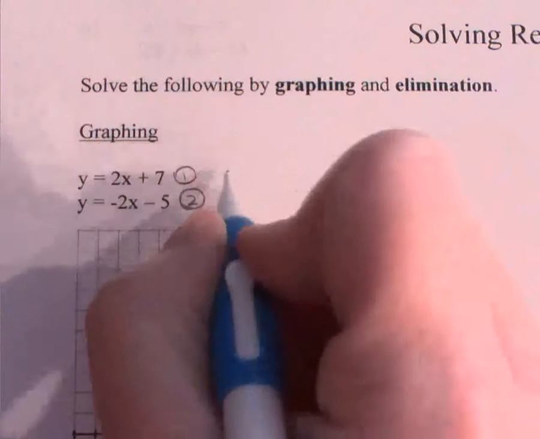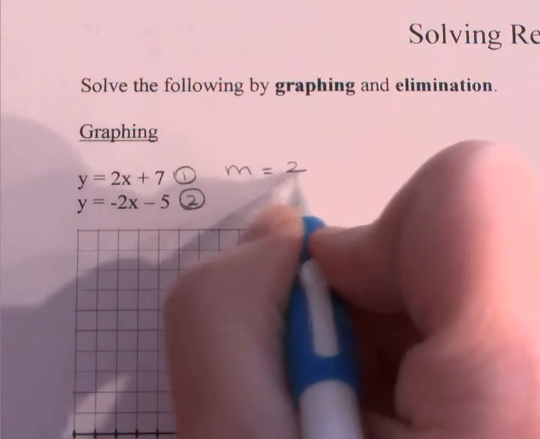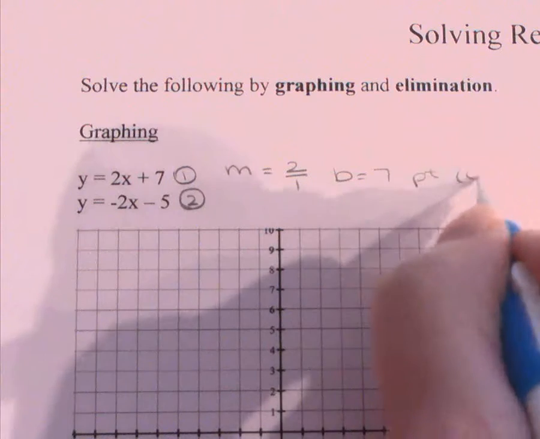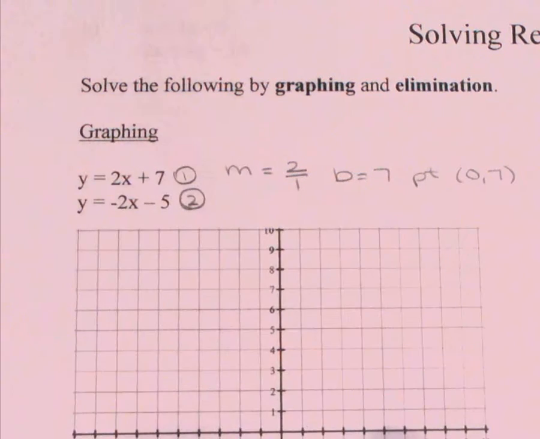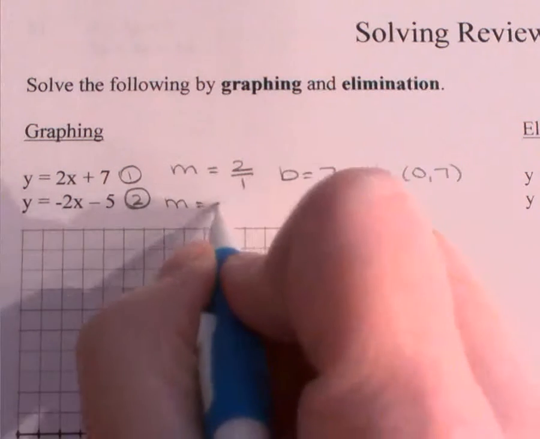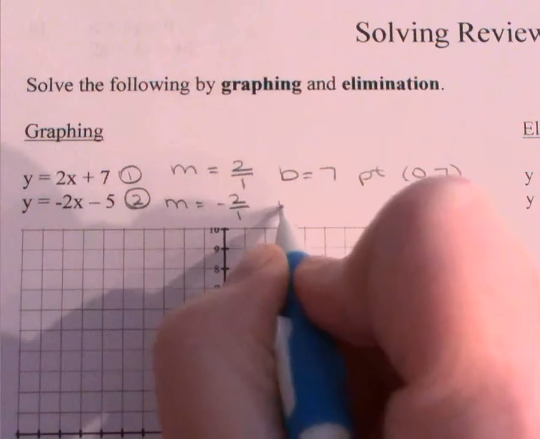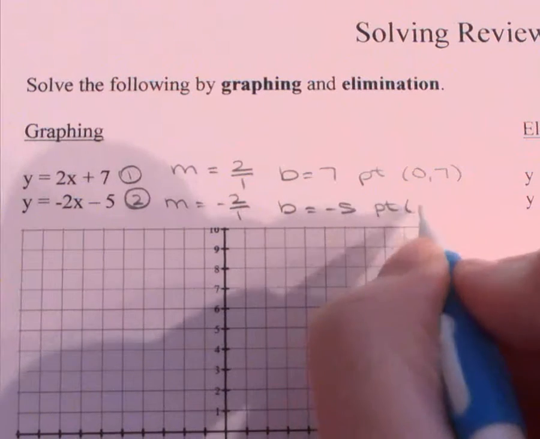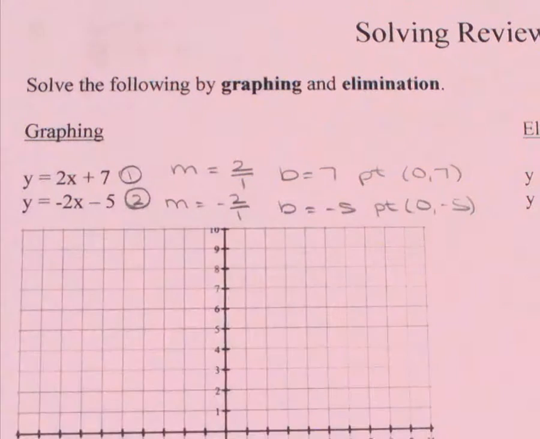So the slope of this one is m is equal to 2 over 1. The y-intercept is 7 and the point is 0, 7. If I look at the next equation, the slope is minus 2 over 1, the y-intercept is minus 5, and the point I will graph is 0, minus 5.